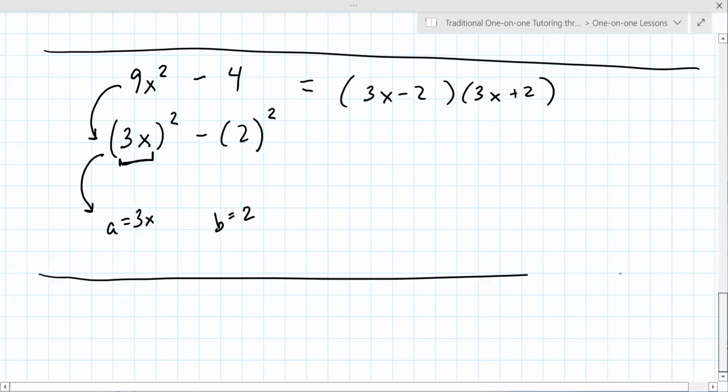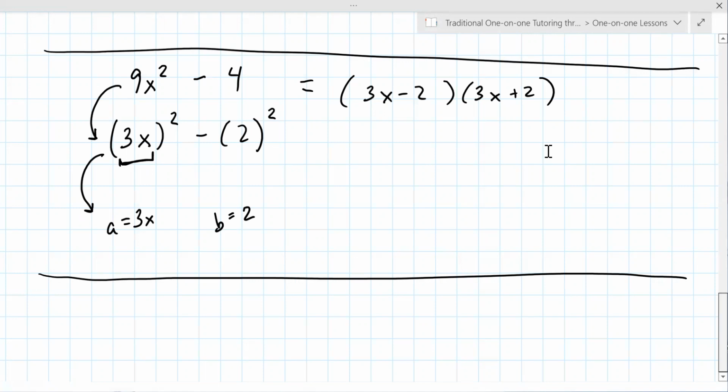Okay, so let's look at another problem together. Maybe I'll try and show this differently. Let me know when you get this down in your notes. Got it. Okay, so let's look at another problem.